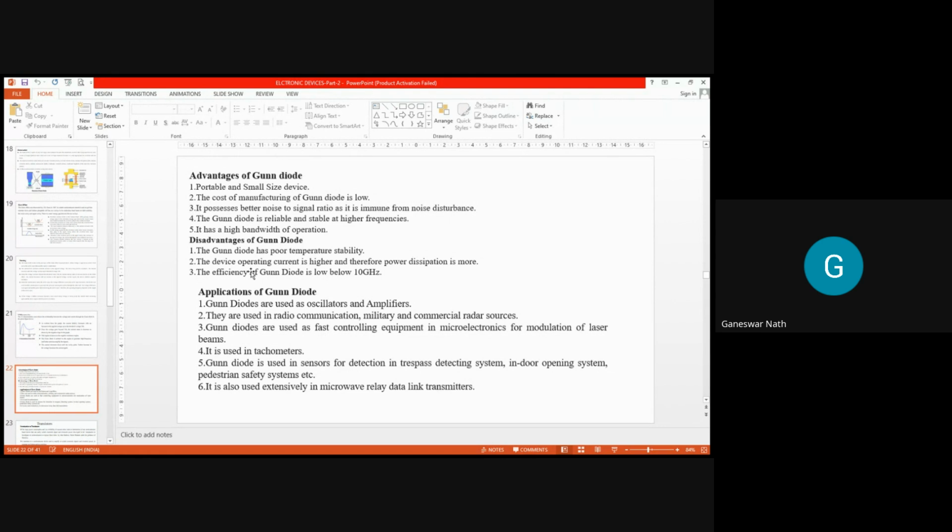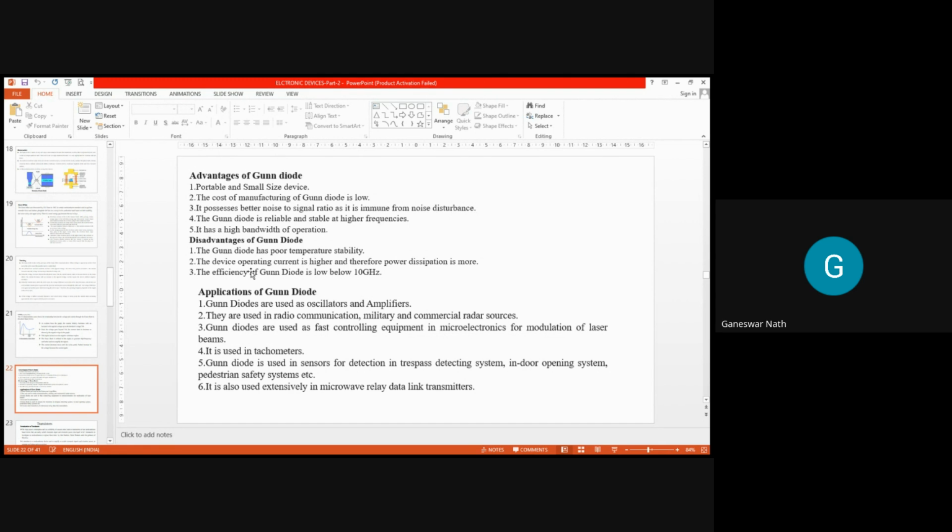Similarly, it has also some disadvantages, like it has poor temperature stability, because once the temperature is high, then it cannot maintain. Okay, the device operating current is also higher. Then the efficiency of the Gunn diode is low below 10 gigahertz. So these are some of the disadvantages.